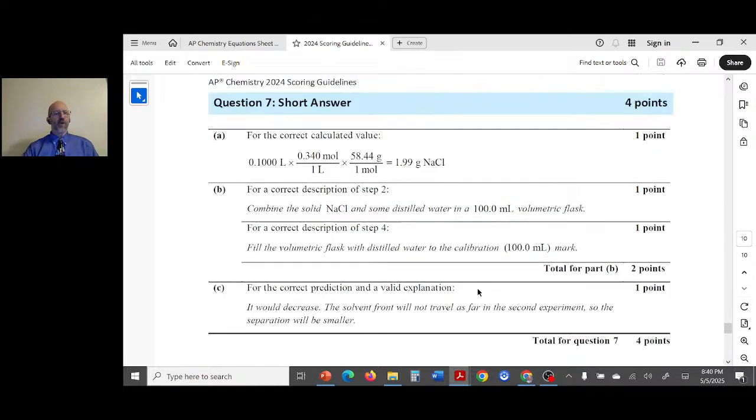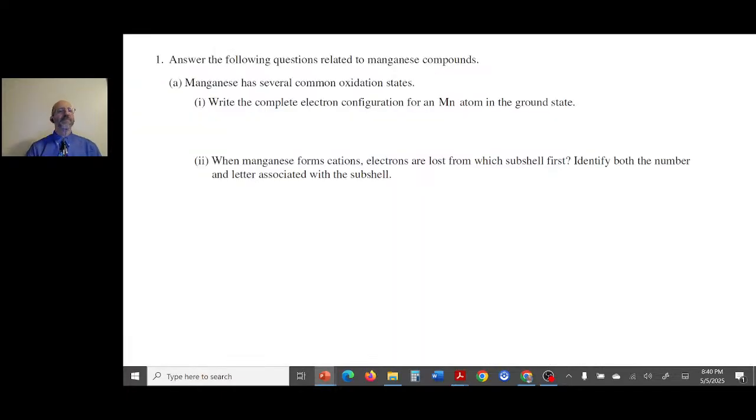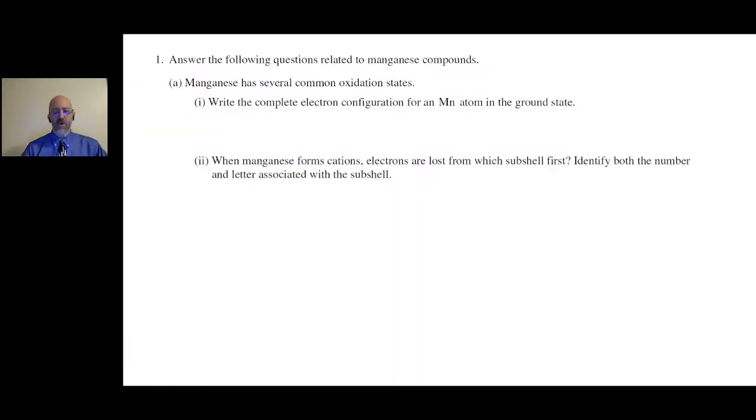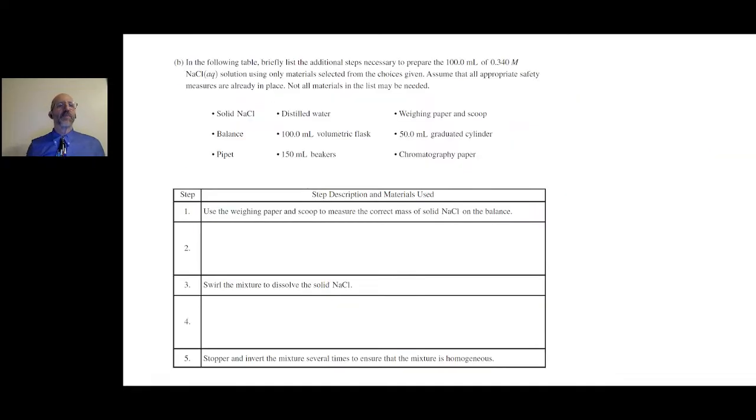All right, there it is, 0.1 times 0.34 times 58.44. Now, I'm not sure if we need that number in part B. We'll find out. Oh, wrong question. So that was the answer to part A. Just do that calculation. In the following table, briefly list the additional steps necessary.